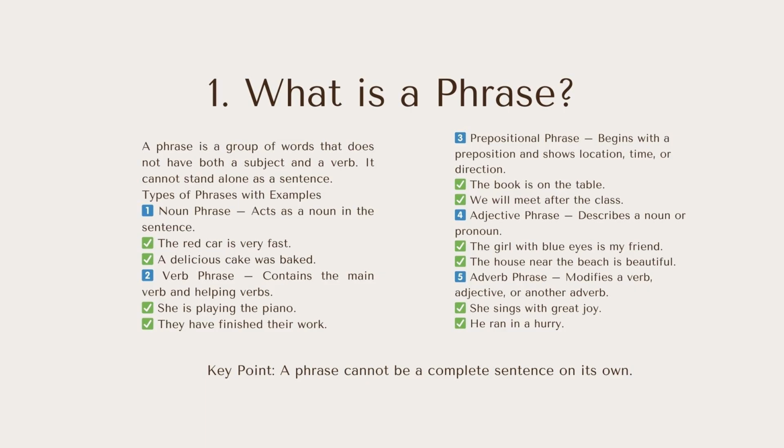A phrase is a group of words that does not have both a subject and a verb. It cannot stand alone as a sentence. Types of phrases with examples. Here are a few types of phrases which I am going to teach you. Number 1 is noun phrase.